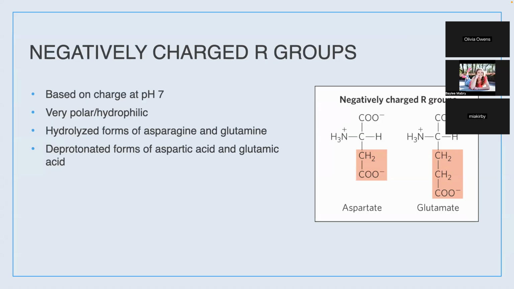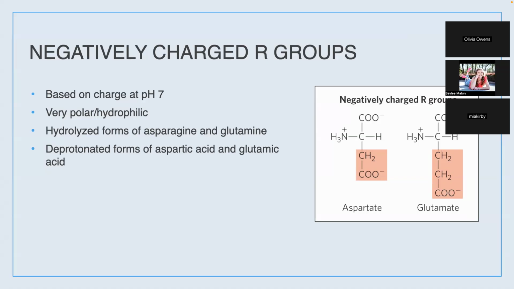Right now you may not recognize it, but when you go to start memorizing stuff, these are the hydrolyzed forms of asparagine and glutamine. So you may recognize that. If not, that's okay. You don't have to.